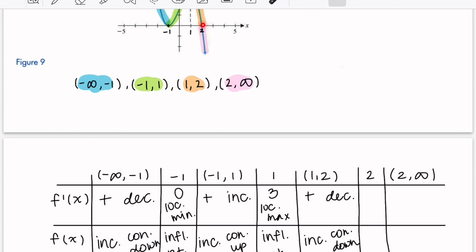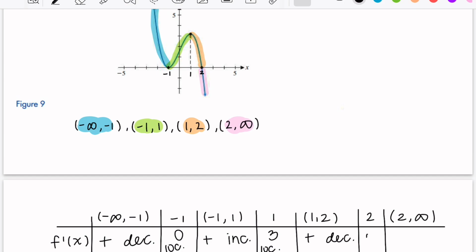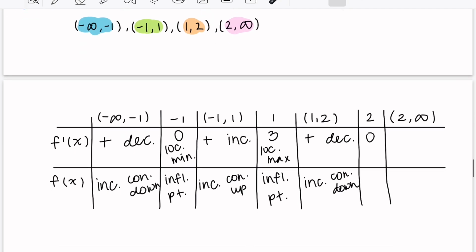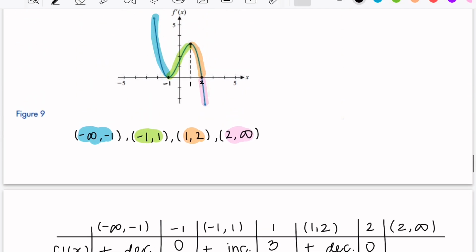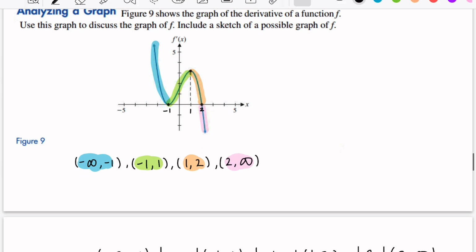Then we know when x is equal to 2 here, f prime of x is equal to 0. And we can just tell by this graph, since we're not changing from increasing to decreasing here, we don't have any local extrema. All right. Then looking at this interval here, 2 to infinity, we see that our f prime of x now has negative values and it's decreasing.